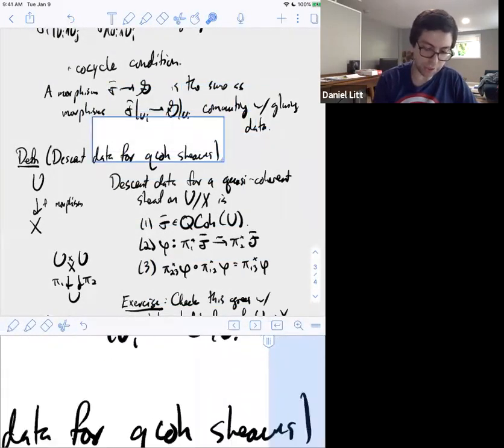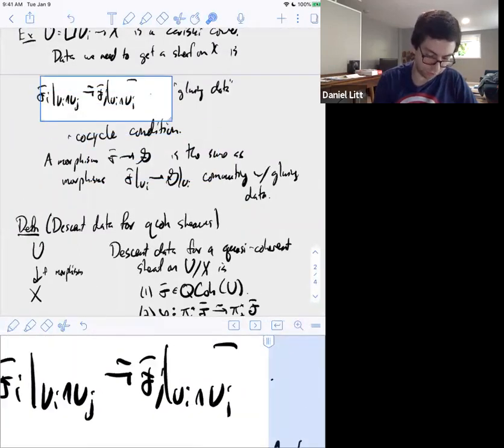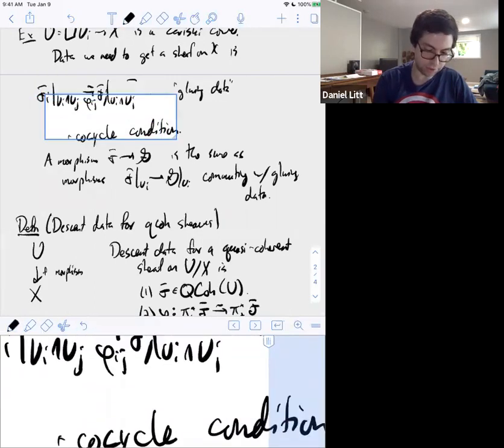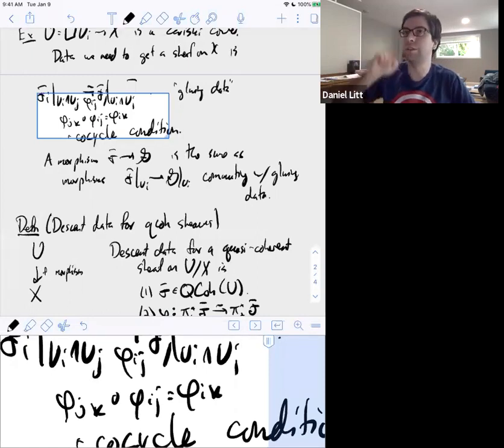Maybe one way to say it is that it's commuting with gluing data. If I give this isomorphism, the gluing data, a name, let me call it phi ij, then what this is saying is that phi jk composed with phi ij is equal to phi ik, and that's the cocycle condition.